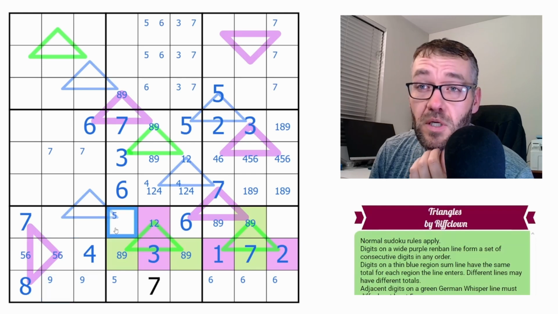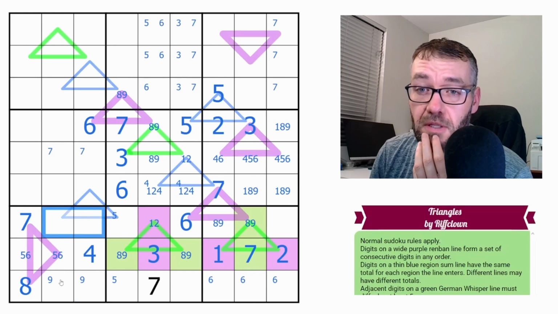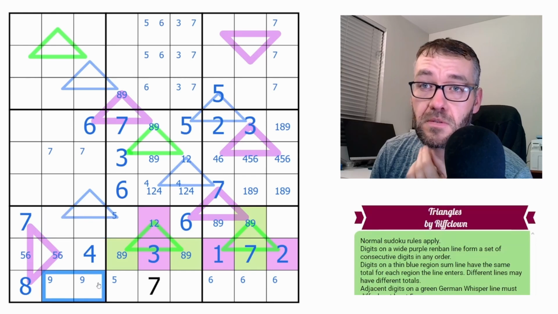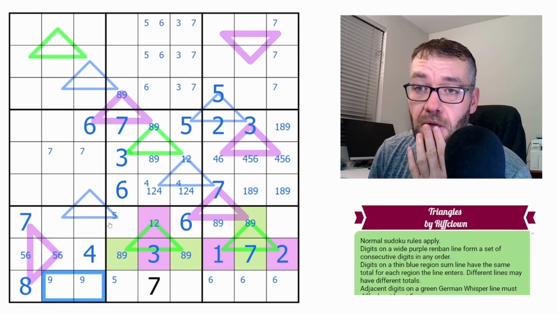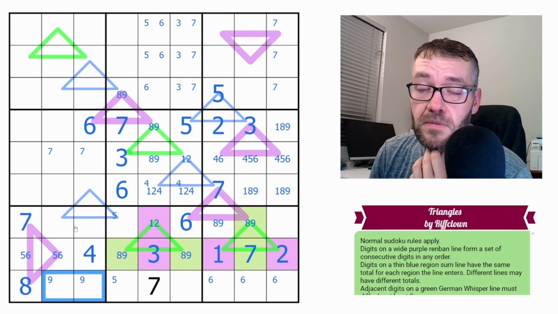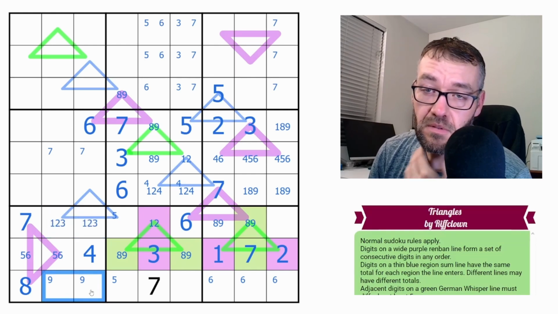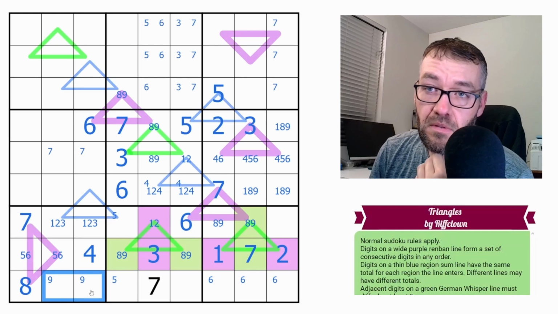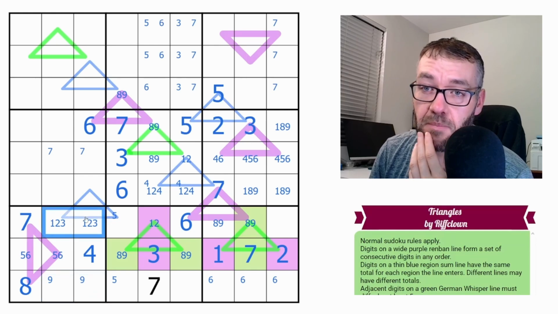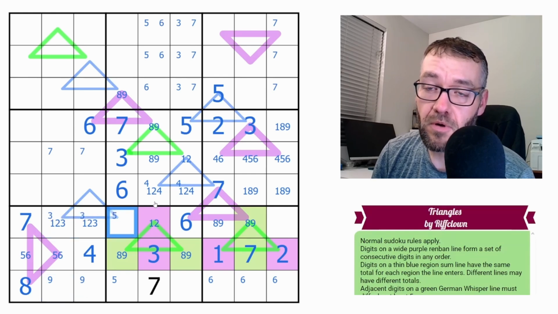Could this be a 4? I think it could be, because this would be 1, 3, this would be 2, 9. That works. All right. But this is going to be 1, 2, 3, something. But it can't be both the 1 and the 2. So this means that 3 has to go up here, and this is either going to be a 4 or a 5.